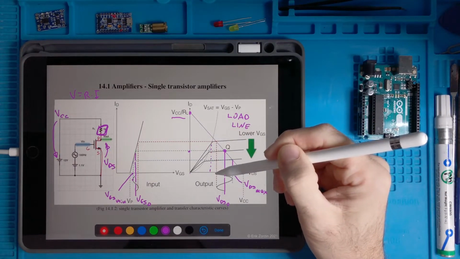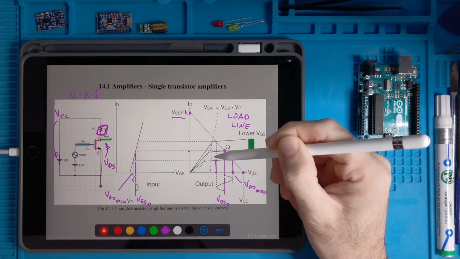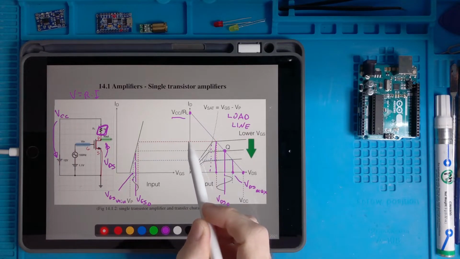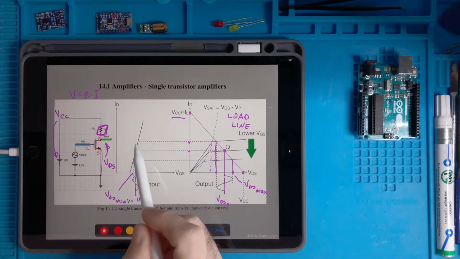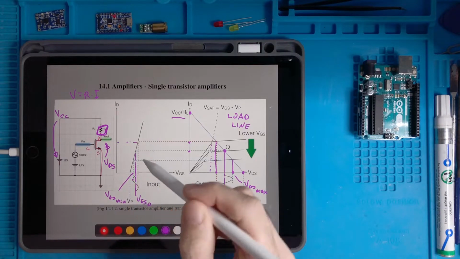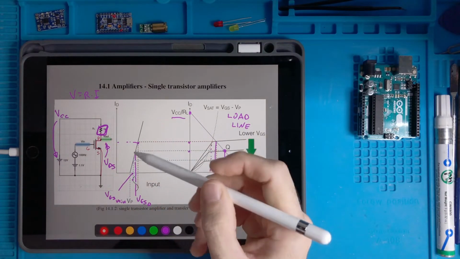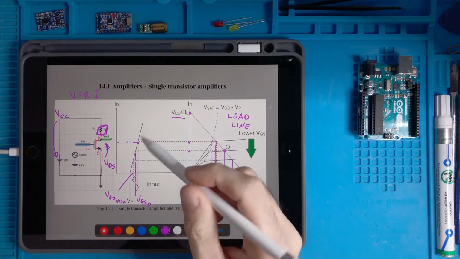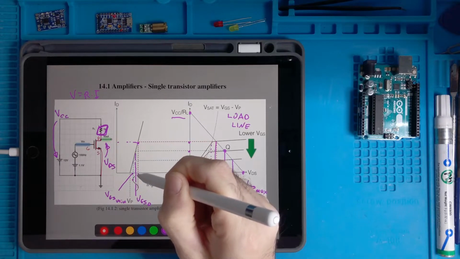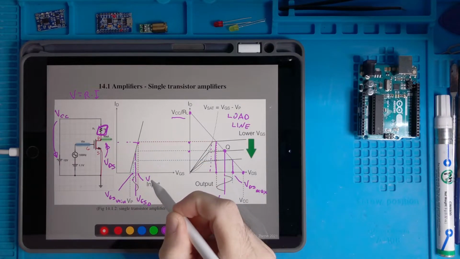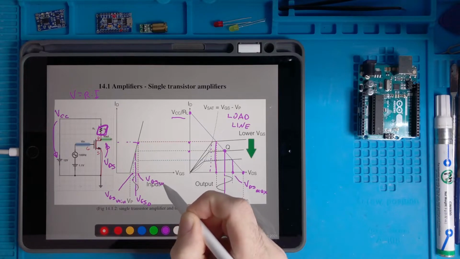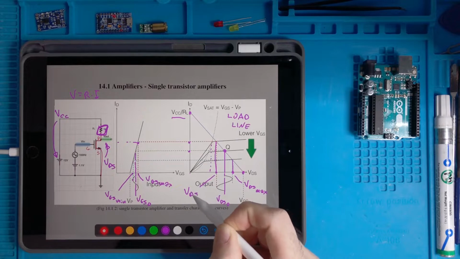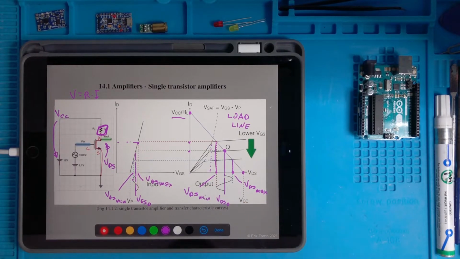And similarly, I can choose this. I go here, I meet this line, then I identify the corresponding ID. I go back into this graph, I find the ID, I meet this characteristic line, which relates the ID to VGS. I project this here, and I get another point, which is VGS max, corresponding to this point, which is VDS minimum.